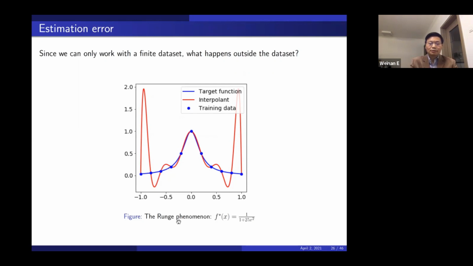This is the so-called Runge phenomenon of polynomial interpolation on uniform grids. You can see that the target function is very, very nice, but your interpolant is very far from the target function, away from these training data points. So we don't want this to happen.